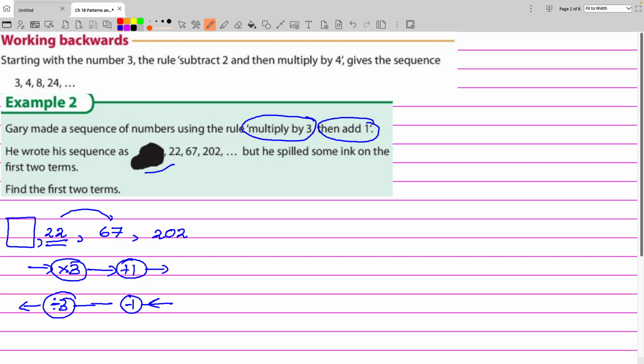What's the input number? According to the question, it's the last number you had. Now, some of you should do this in your heads. 22 take 1 is 21. 21 divided by 3 is 7. What's the missing number? 7. If you want to use a calculator to do it, feel free.